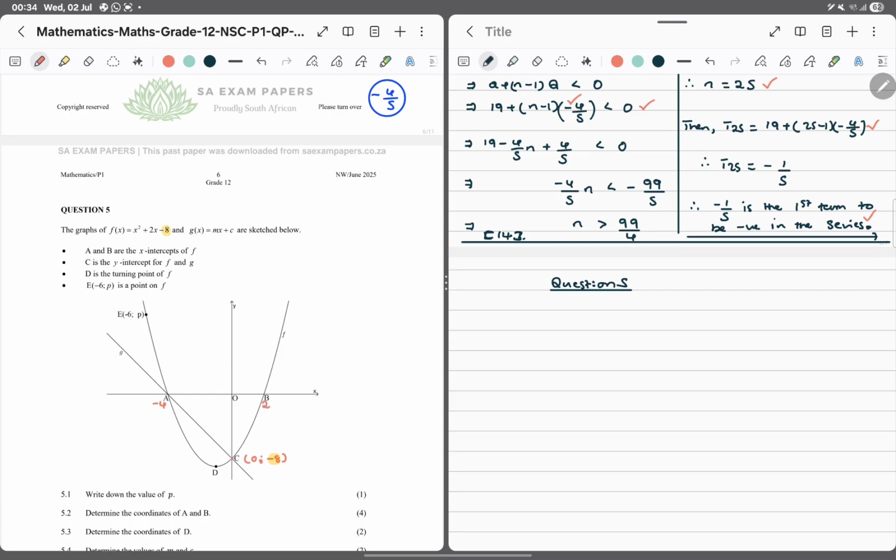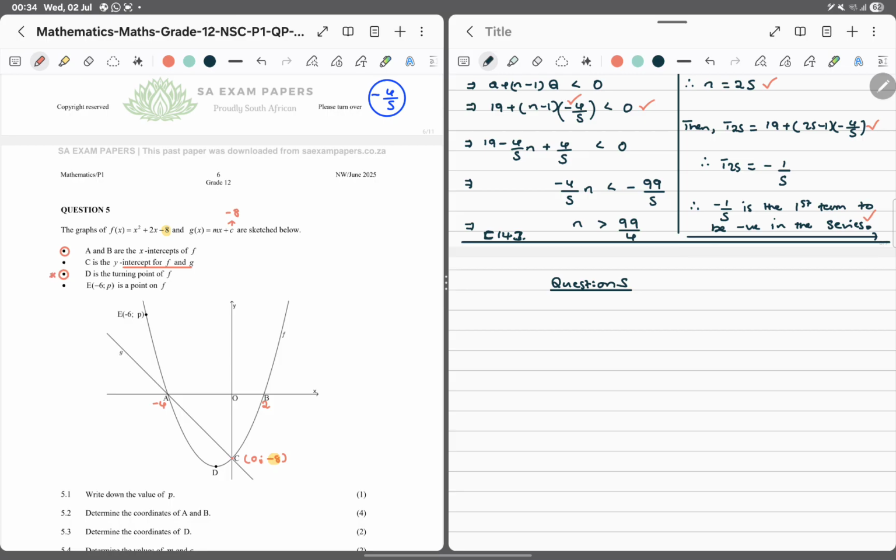Okay. Please, guys, this is easy. We should be able to quickly figure out these things. Then, what do we see? y equals mx plus c, but we know that c is as good as minus 8 because that straight line cuts there. Okay, these are sketched below. A and B are the x-intercepts of f. We see that. C is the y-intercept of both f and g. Excellent, we can see it. D is the turning point. This is key to know.